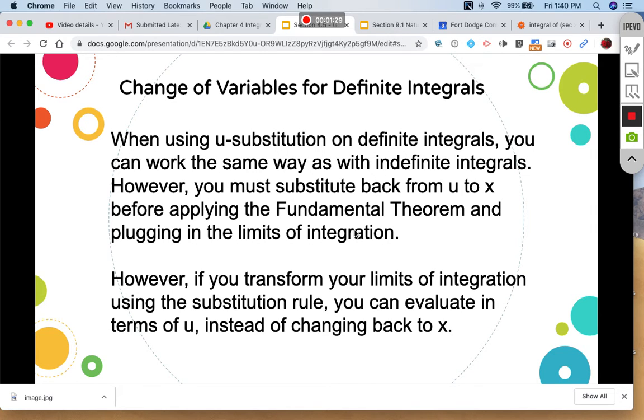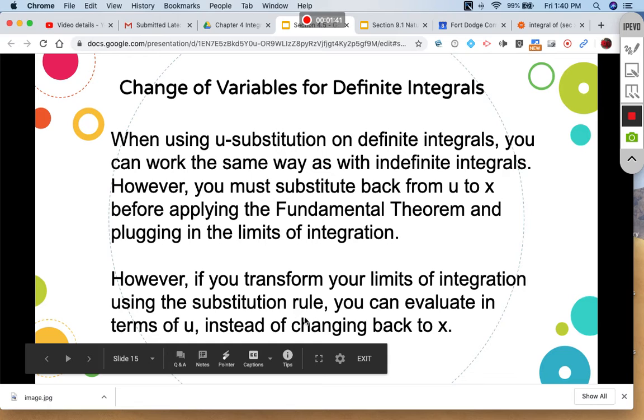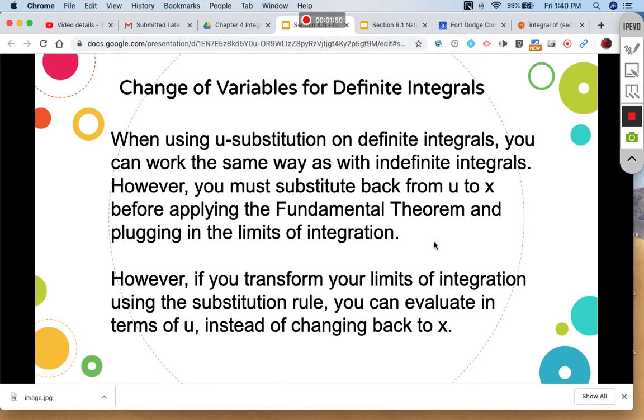However, we can make it a little easier. If we're doing this substituting, we found the integral, then we substituted u back to x again to apply the limits. Well, if we just change the limits to u, we don't have to worry about x ever again once we got it all switched over to that u substitution. So let's see what that means.